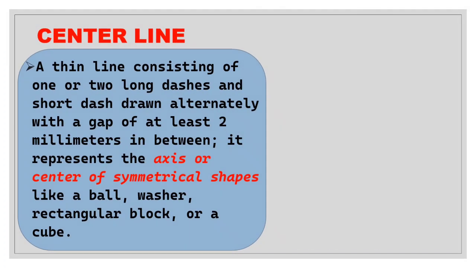We have the center line, a thin line consisting of 1 or 2 long dashes and short dash drawn alternately with a gap of at least 2 millimeters in between. It represents the axis or center of symmetrical shapes like a ball, washer, rectangular block, or a cube.